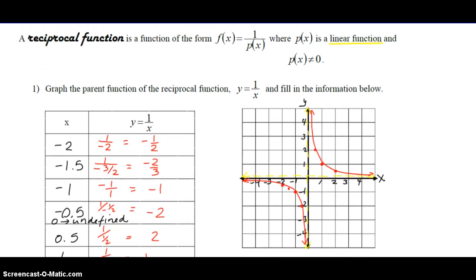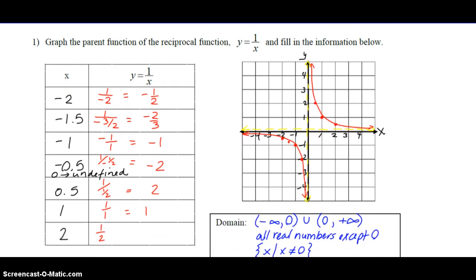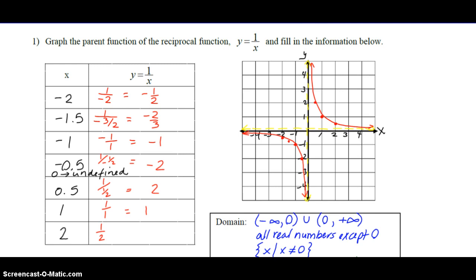So what I'd like you to do now is write down the x's that we used in the xy table, and you can copy down the y's or you can calculate them yourself and then graph the points on the grid. You'll see that we have a new shape that we haven't seen before, and it is called a hyperbola.